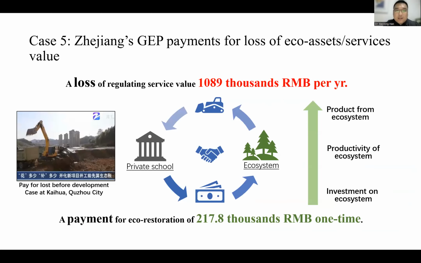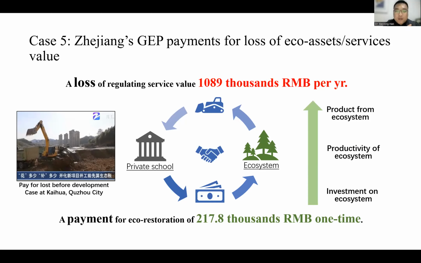And the last case happened in Zhejiang province. It was 2 years ago. A private school was to be built, and this project would occupy a woodland, and this woodland would cause a loss of more than 1 million RMB per year from the loss of regulation services. And the developer gave a payment for the eco restoration of 217,000 RMB one time to pay for the loss of regulation services.